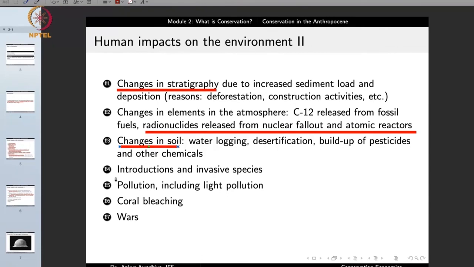Then introductions of invasive species. What humans have done is that they have been a medium of bringing different species from one part of the earth to another part of the earth. Now, some of these introductions are done voluntarily. So, for instance, a species such as Lantana was brought from Africa into India because there were some humans who thought that this is a beautiful looking plant and we should have them in the hedges, we should have them in the gardens here.